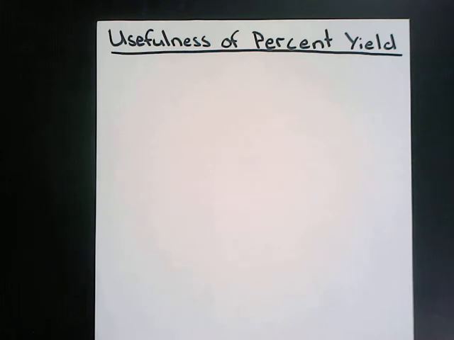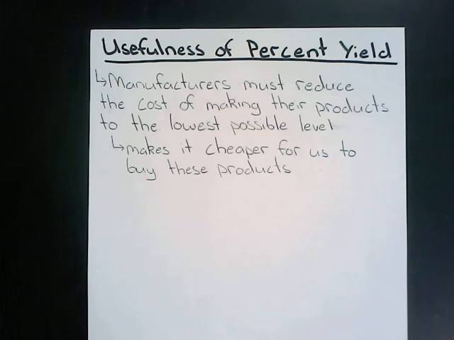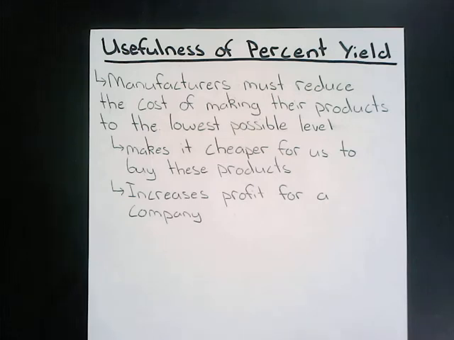So number one, if we're thinking big scales, manufacturers are going to reduce the cost of making their products to the lowest level possible. That makes it cheaper for us when we go to the store to buy certain substances. And then two, it's going to increase the profit for a company. So tying this business aspect in shows the financial significance for both you and me, and also for these companies.